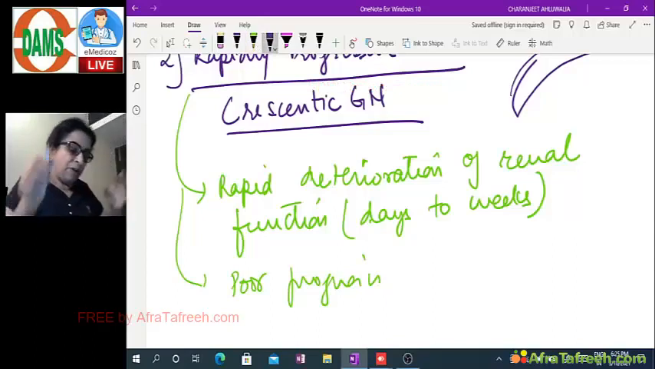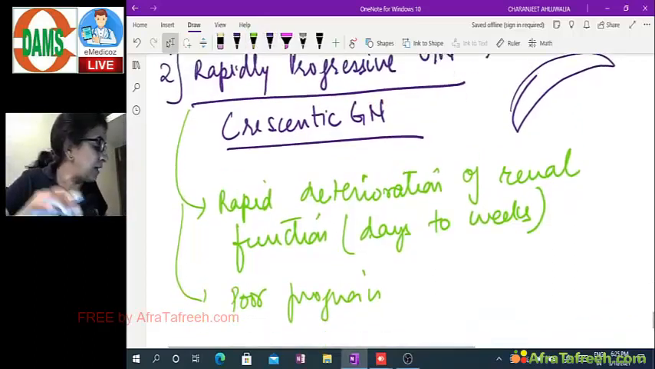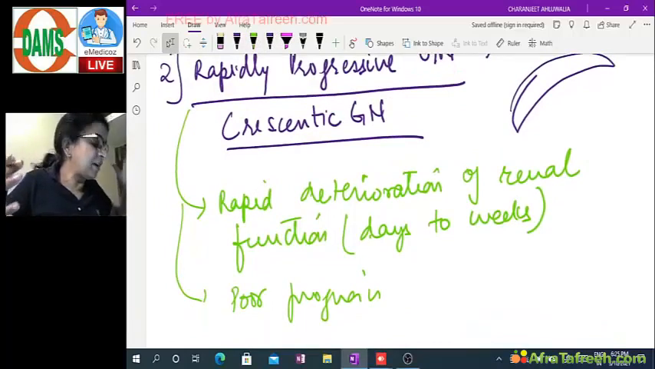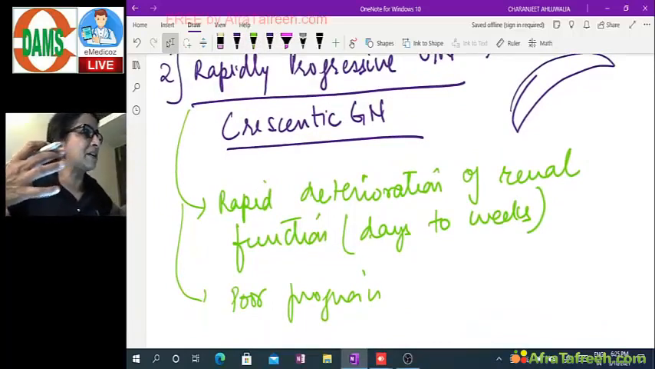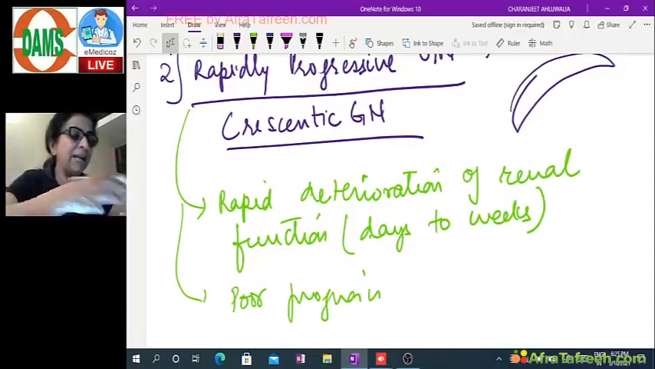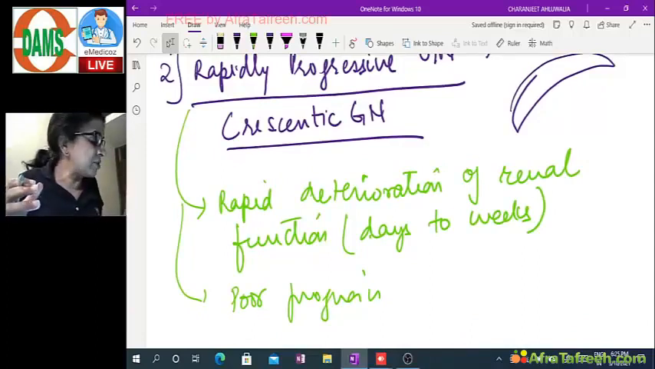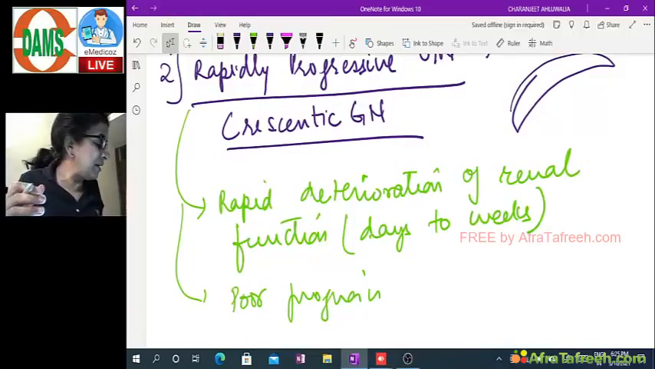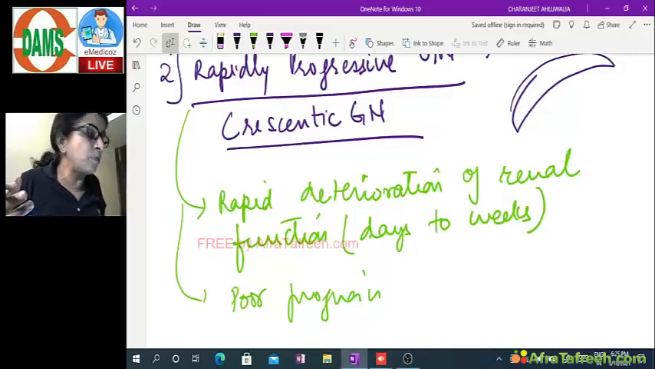One important point here: a number of conditions can lead to RPGN. RPGN is like a dustbin. Patients with Goodpasture syndrome can have RPGN. Patients with Wegener's granulomatosis can have RPGN. Patients with acute post-streptococcal glomerulonephritis can have it as well.